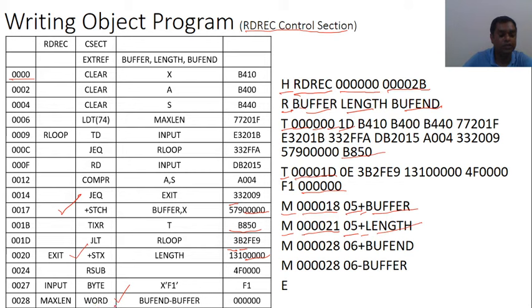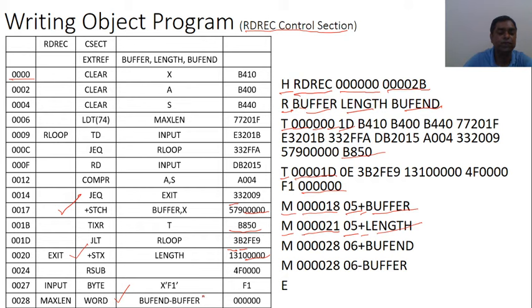Now for this, you can see here, when we want to find out the value of BUFFEND minus BUFFER, we don't know the value of BUFFEND as well as BUFFER. That's why BUFFEND and BUFFER both are taken as 0. So 0 minus 0 becomes 0. So 0 is written in one word here. Now when we want to perform the modification, how will you do it? If I add the BUFFEND value to this value and subtract the BUFFER value, then we will get BUFFEND minus BUFFER.